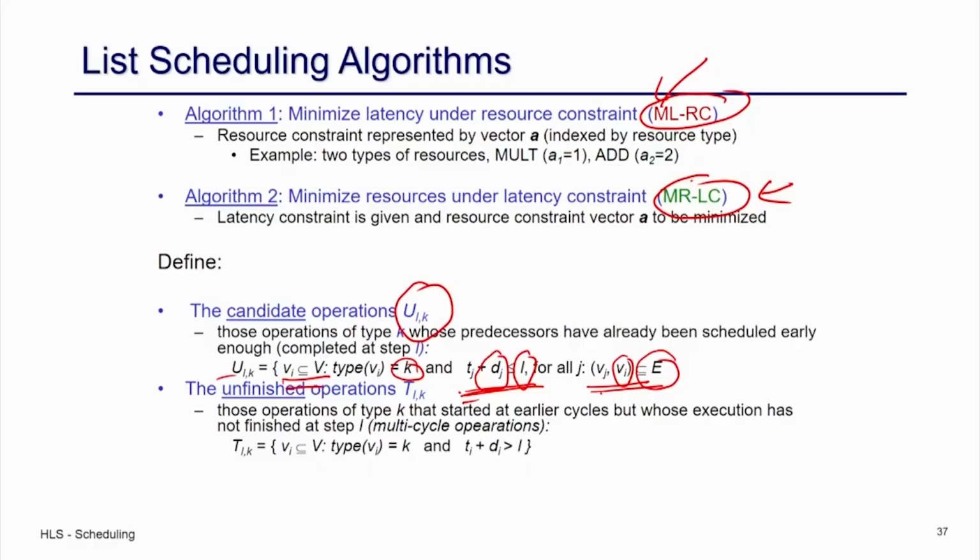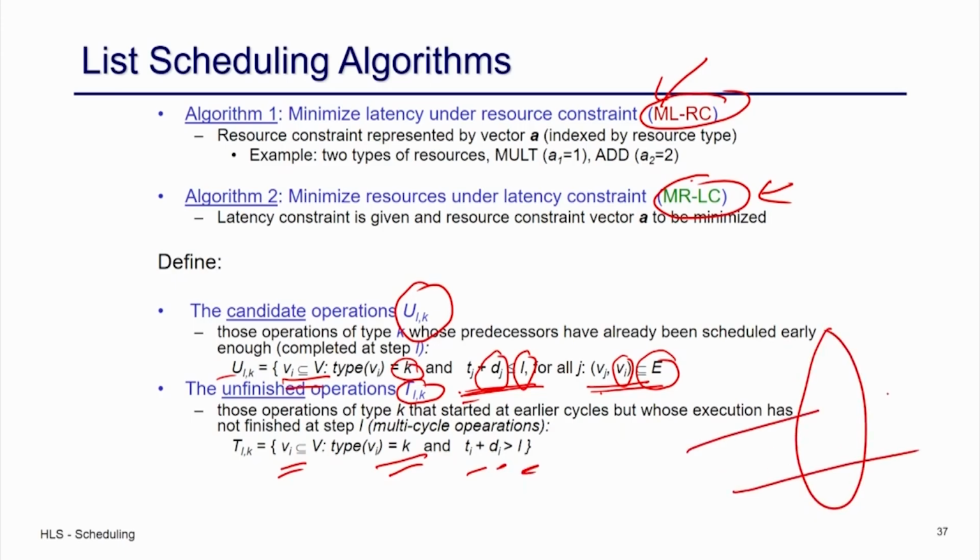Similarly, I have a set of operations T_LK, which means unfinished operations. Those are operations that are running; they started earlier but are still continuing in this Lth time step. So, among the operations V of type K, those with Ti plus Di greater than L have started somewhere early. This is my time step L; they started somewhere here or here, but are still continuing here.